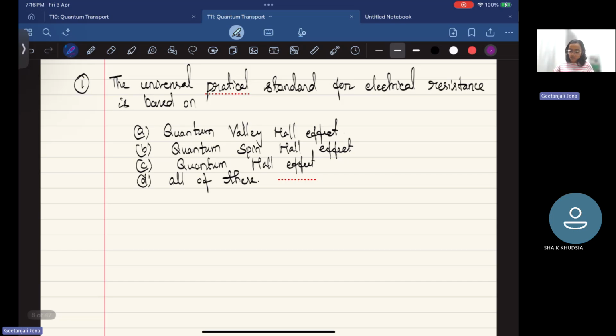Okay, question number 1, I think you will be able to guess the answer. Question 1: the universal practical standard for electrical resistance is based on quantum valley Hall effect, or quantum spin Hall effect, or quantum Hall effect, or all of this. What do you think is the concept that has been used as a practical standard for electrical resistance measurement?